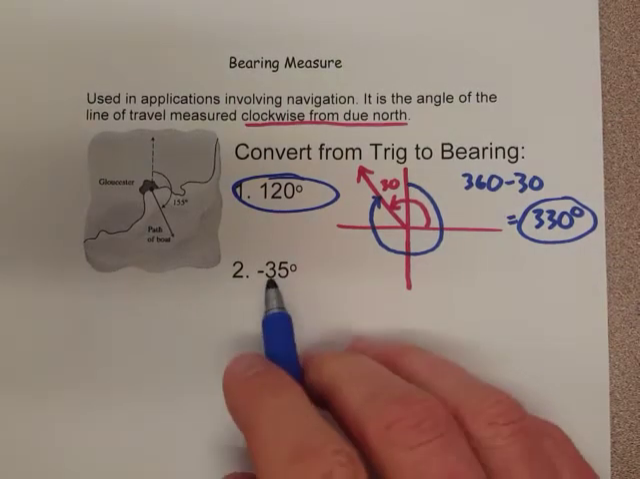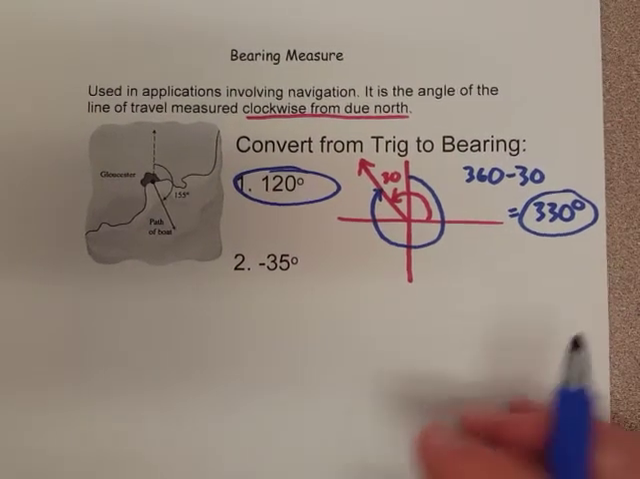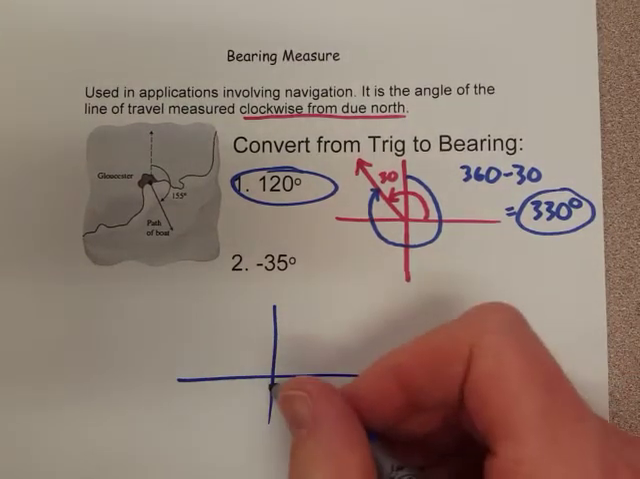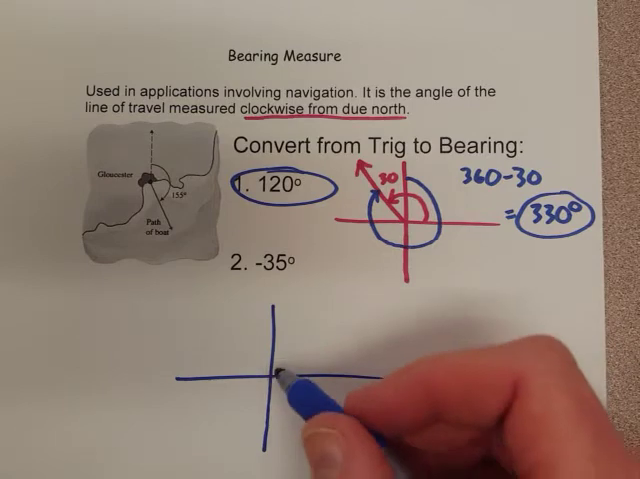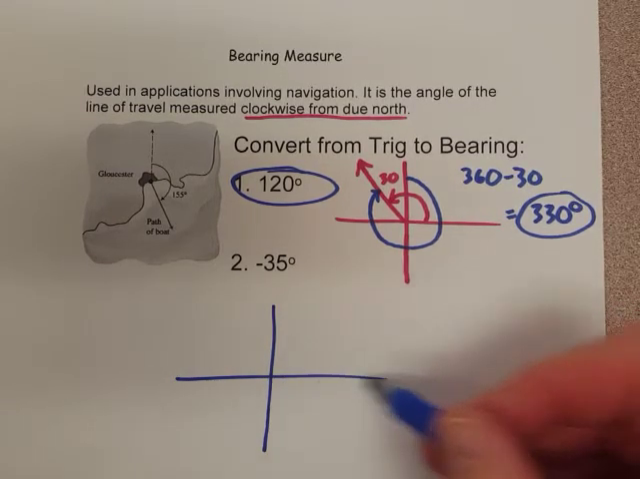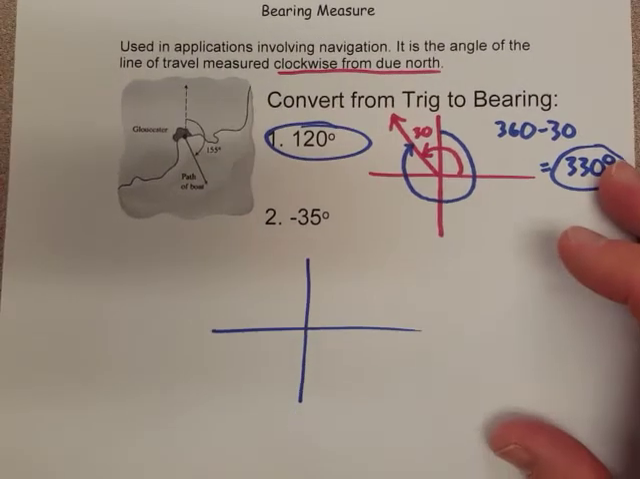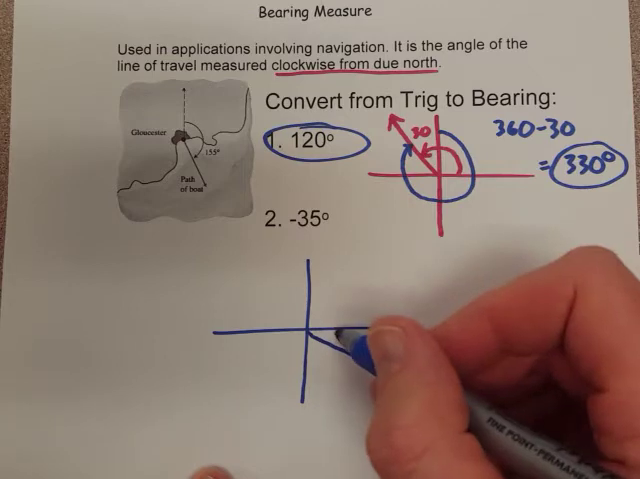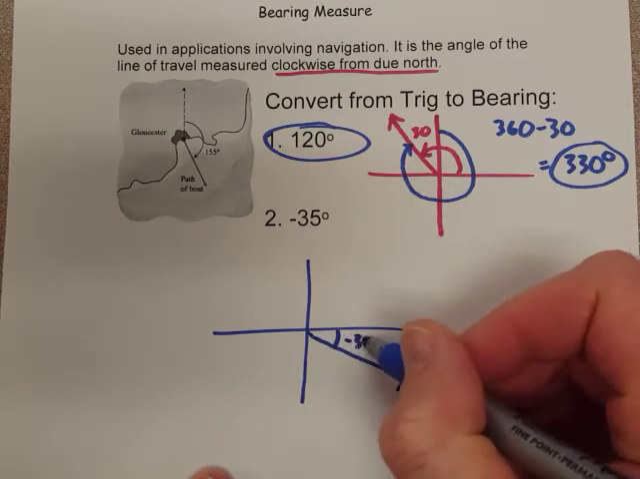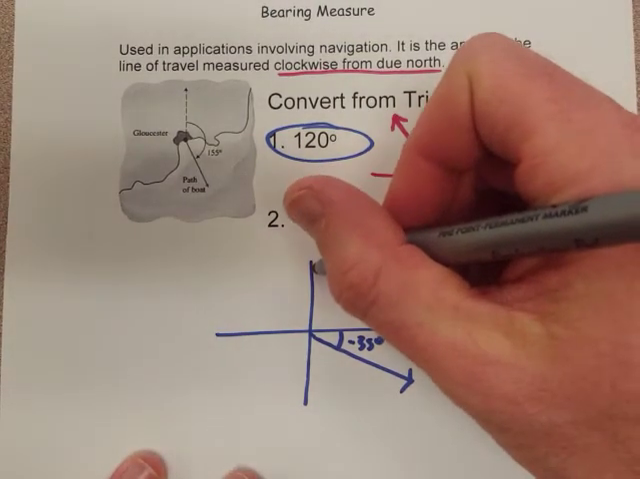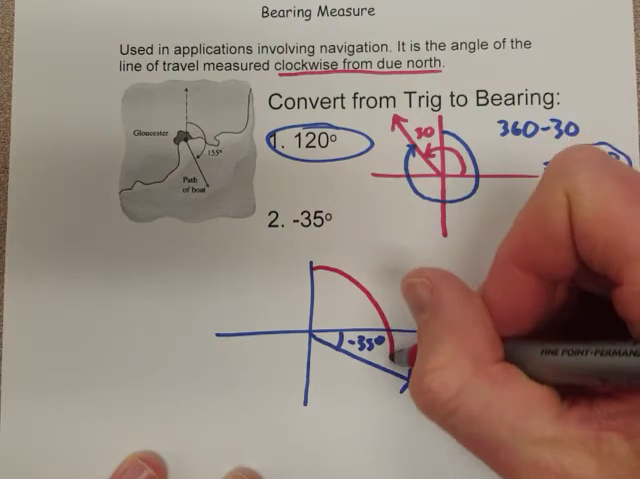For number 2, negative 35 degrees, we're going to, again, graph the standard trig angle first. So negative 35 is going to be clockwise from the horizontal axis. So that means here we're going to go, we'll just estimate it here, going down here, negative 35. The bearing, again, is measured from due north. Positive is clockwise in this case.